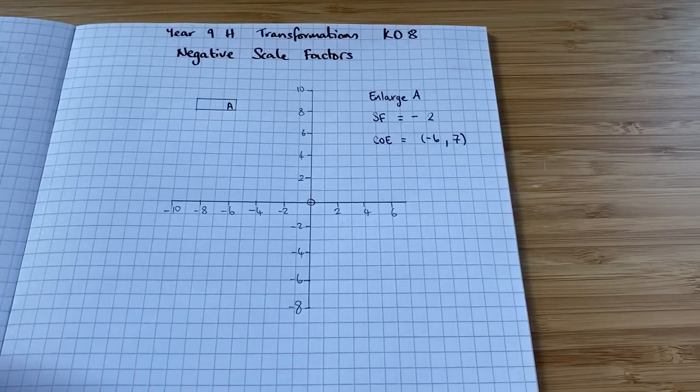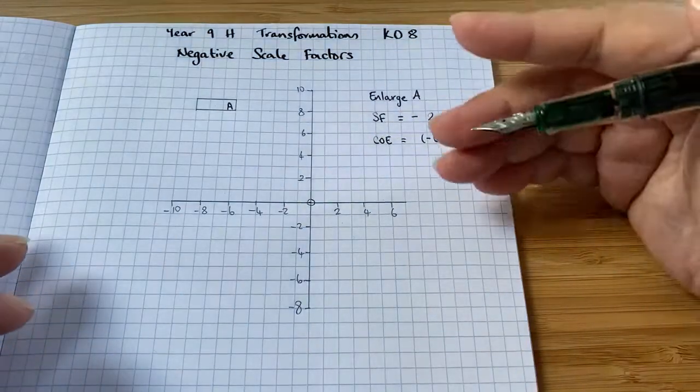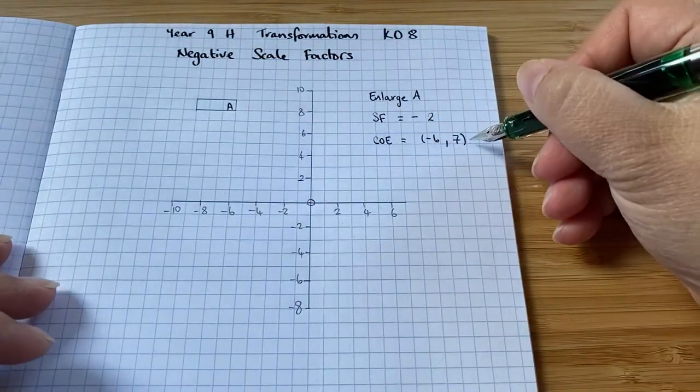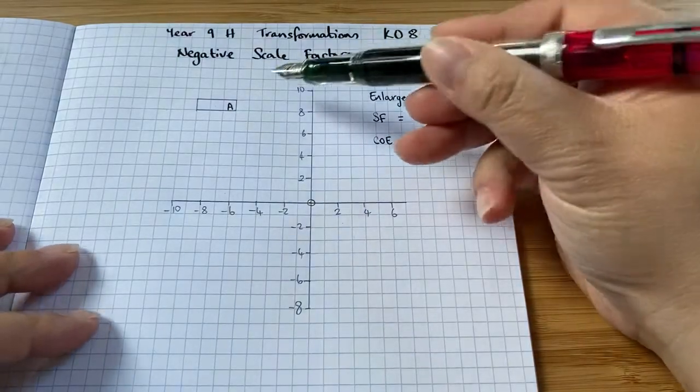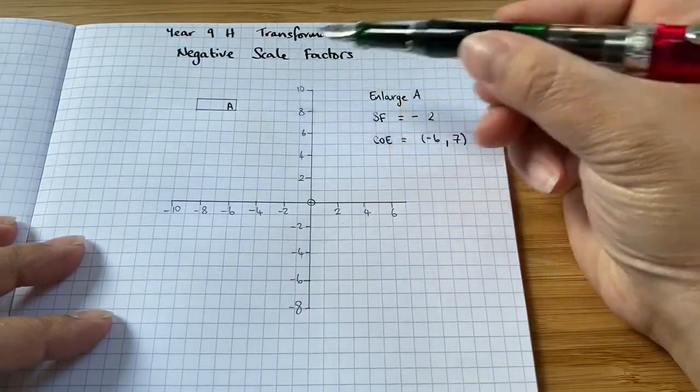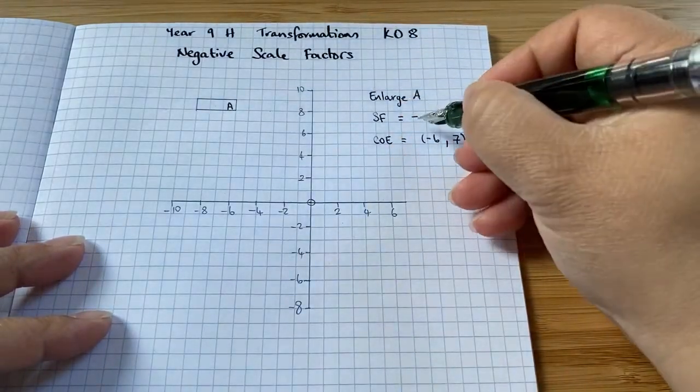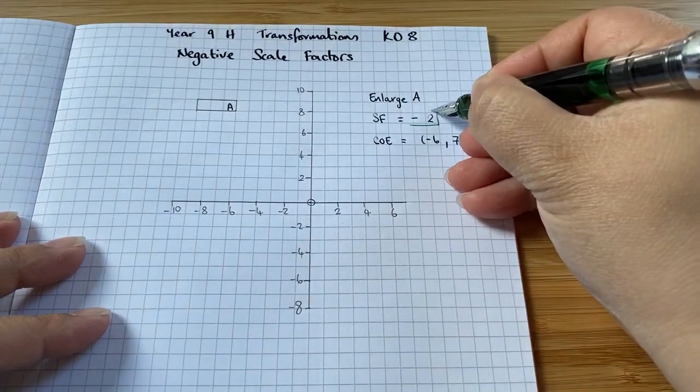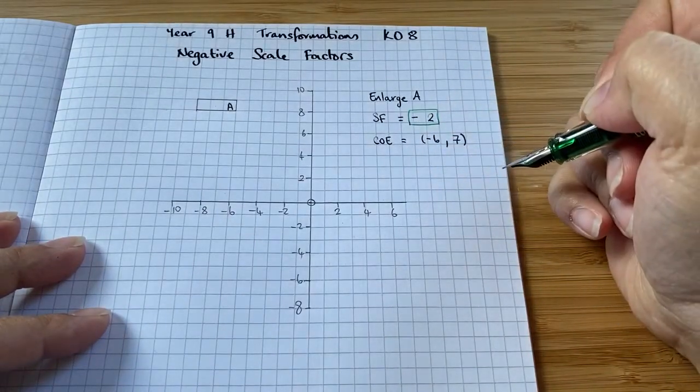Hi, this is a video for Year 9 Higher, Transformations Knowledge Organizer number 8, and this time it's enlargements with negative scale factor. So everything else is the same as before. We have a center of enlargement, we have a shape that we want to enlarge, and we have a scale factor. The only difference this time is that our scale factor is a negative.